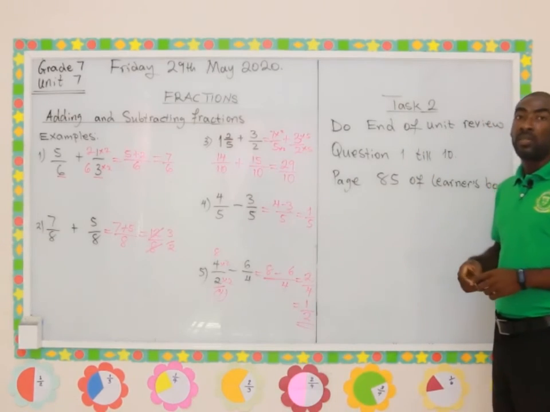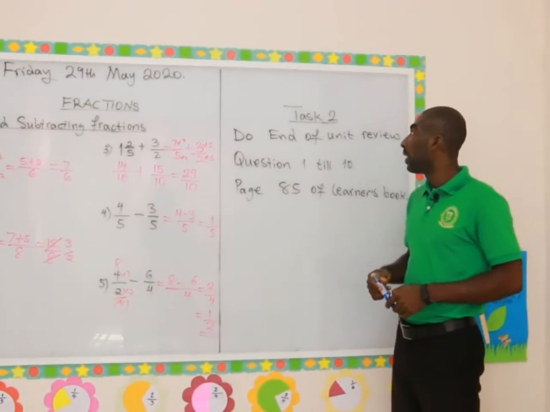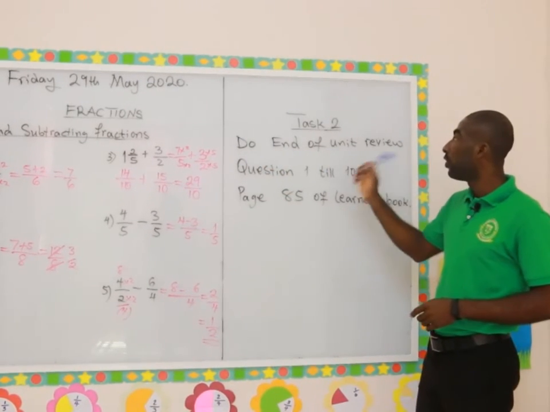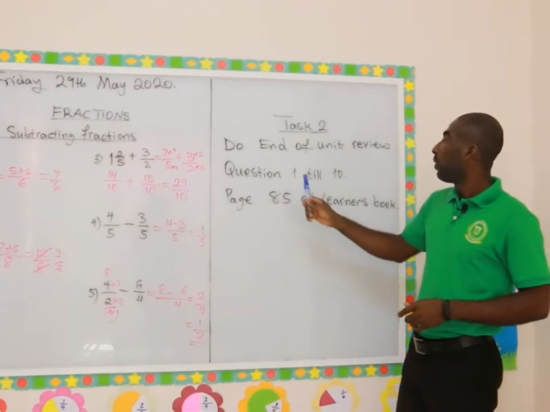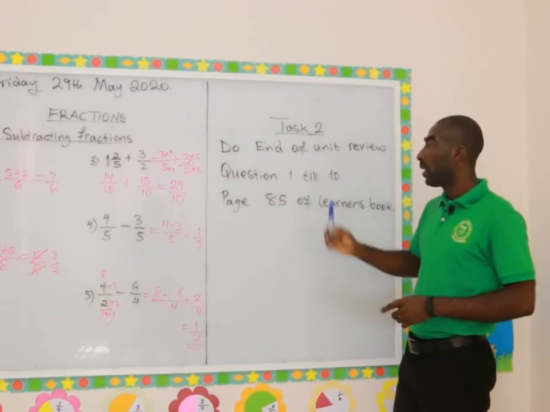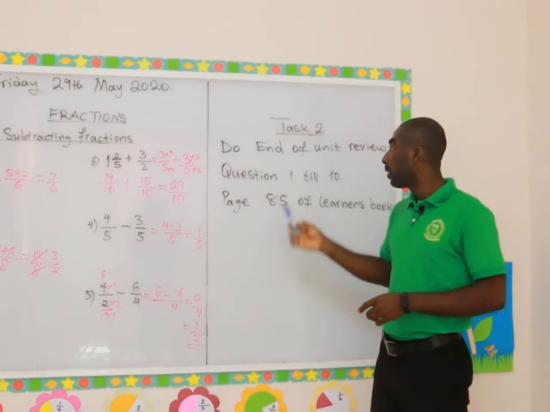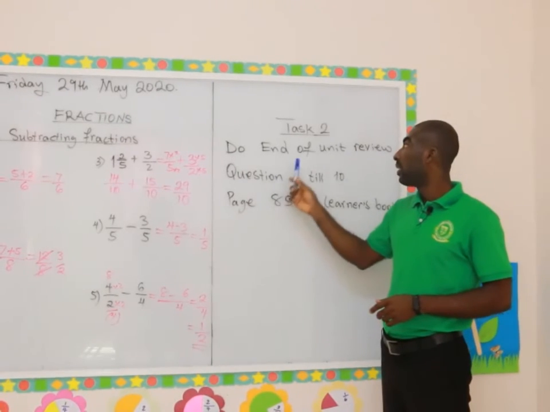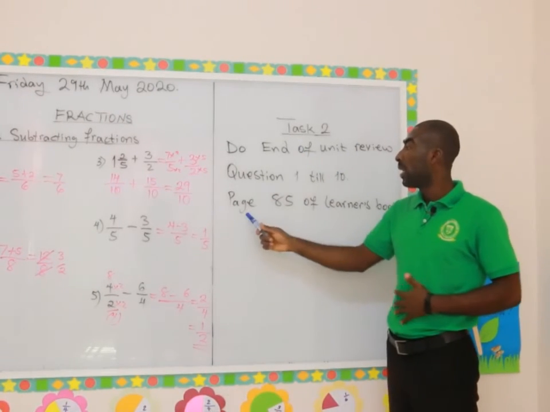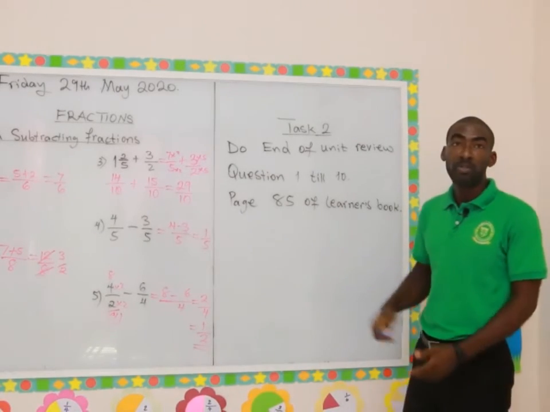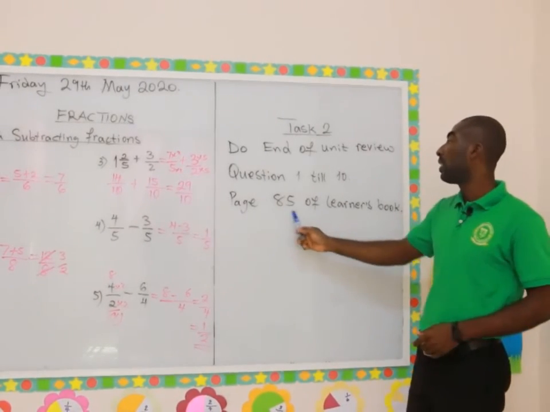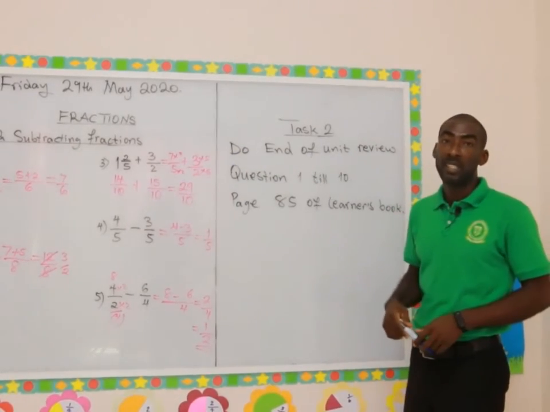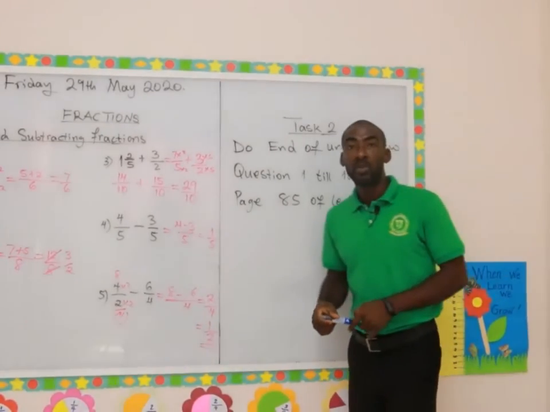We have our second activity on this video for this lesson. I want you to do the end of unit review. You are doing questions 1 till 10. Actually, there are 11 questions there, but we will limit ourselves to 1 to 10. You can find this review exercise at page 85 of the learner's book. We do end of unit review on fractions, and then you send for checking.